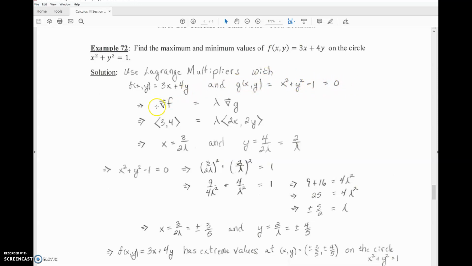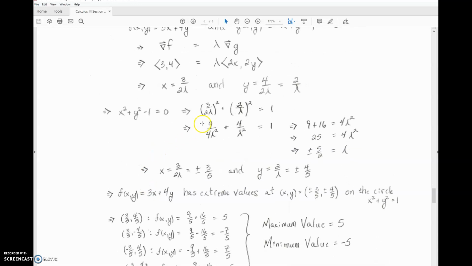So you take the gradient of f, get 3, 4. That is equal to lambda times the gradient of g, so lambda times 2x, 2y. So what do we have? We have 3 equals lambda times 2x. In other words, x equals 3 over 2 lambda. And we have 4 equals lambda times 2y. In other words, y equals 4 over 2 lambda, which is 2 over lambda. So if I plug those into my constraint, g equals 0, I'll be able to solve for lambda.